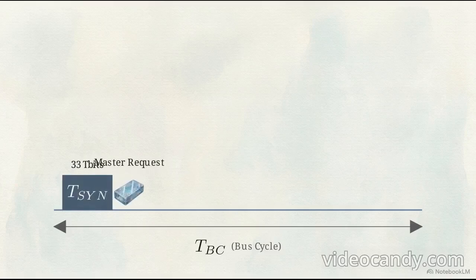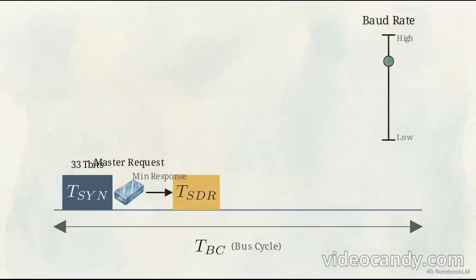Within that cycle, the network relies on sync time, or T-sync. T-sync acts as a mandatory buffer. It forces the bus into an idle state for exactly 33 bit times before any station is allowed to accept a new request telegram. Once the request is received, the physical device must reply. This speed limit is governed by the slave reaction time, or TSDR.